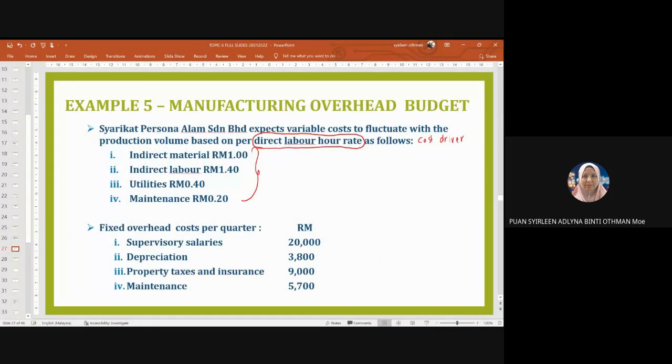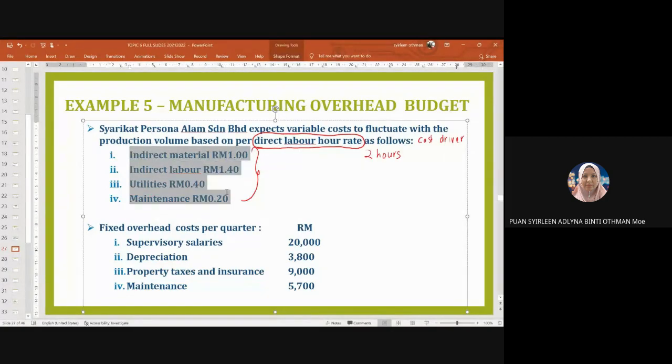And your cost driver ni, tiap-tiap kali pun bukan sama ya. Okay, dia akan berubah juga. So you kena darab based on the cost driver given by the question. In this question, the cost driver is direct labor hour. Okay, direct labor hour rate tadi berapa? Direct labor rate tadi ialah 10 ringgit. Direct labor hour, bukan direct labor cost. Direct labor hour ialah 2 hours. Sorry. Okay. Alright, so now this is the cost per unit. That means per hour lah.